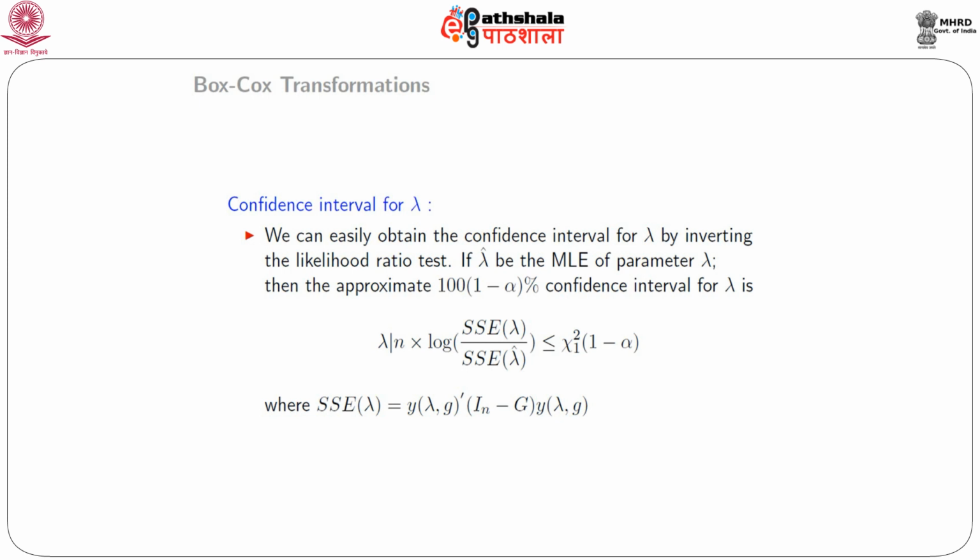If lambda hat is the MLE of parameter lambda, then an approximate 100 times (1 minus alpha) percent confidence interval for lambda will be given by lambda such that n times log of sum of square error lambda divided by sum of square error lambda hat is less than or equal to chi square 1 minus alpha, where sum of square error lambda equals y lambda transpose g prime (I_n minus g) times y lambda.